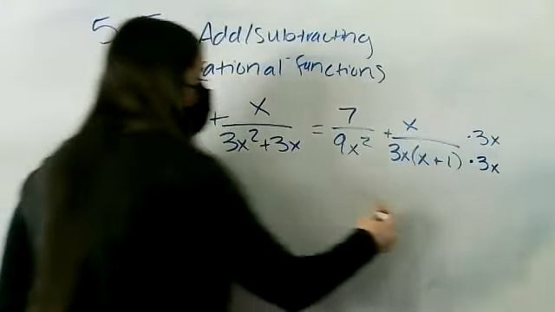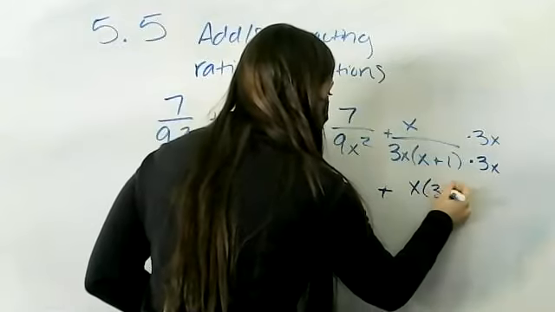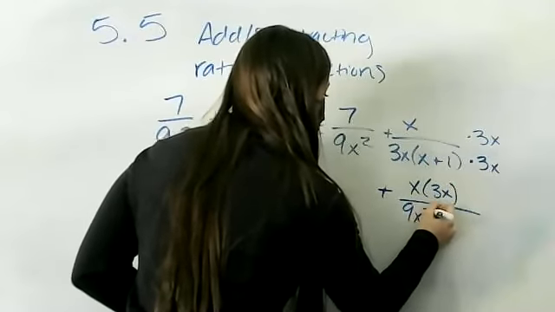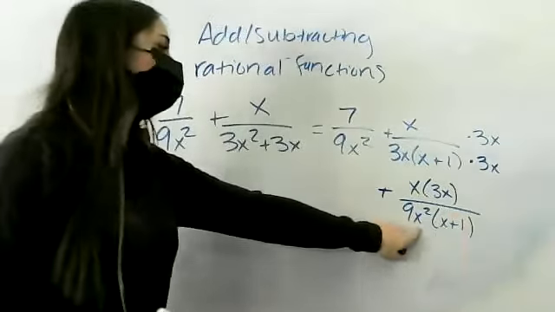So once I do that, what's that gonna look like over here? Good. x times 3x over 9x squared times x plus 1. Good. So what's the difference between this one and that one?